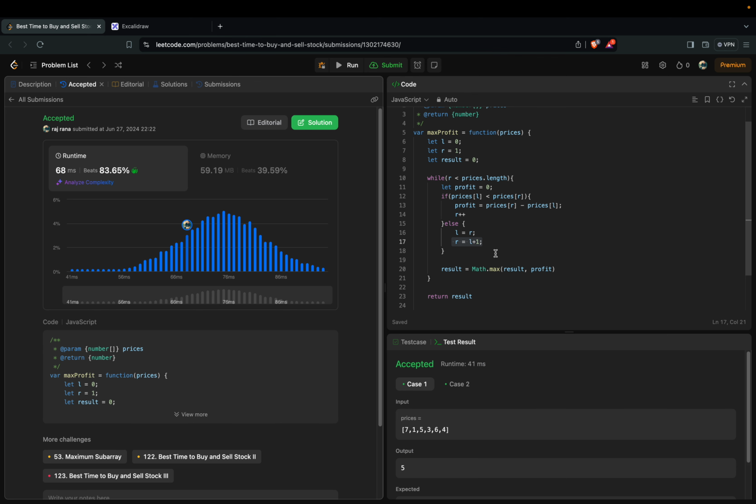Okay, so this is how we solve this. The time complexity would be O of n, and the space complexity would be constant.